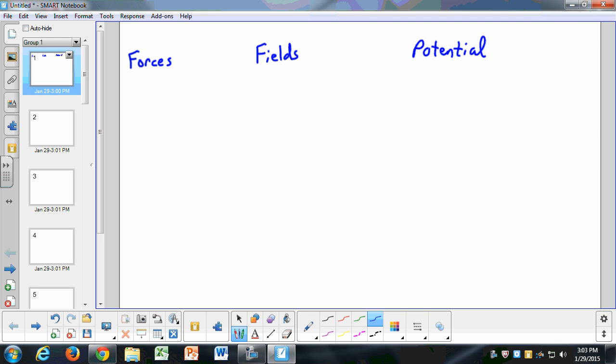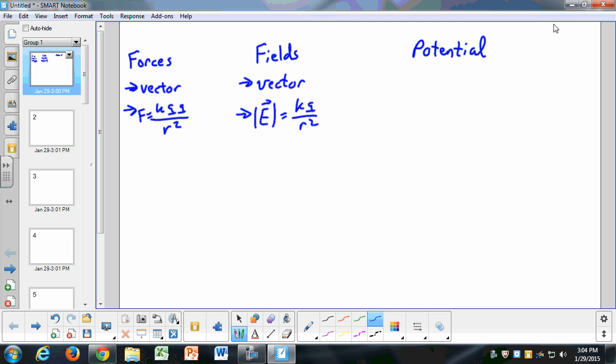Alright. A couple things. This is a vector quantity. We find the magnitude, F equals KQ over R squared. Right, that's how we calculate the magnitude. That K is our Coulomb's constant. Fields is also a vector quantity. We find the magnitude of this electric field as KQ over R squared. So if we're just asked to calculate the electric field, that's how we do it.